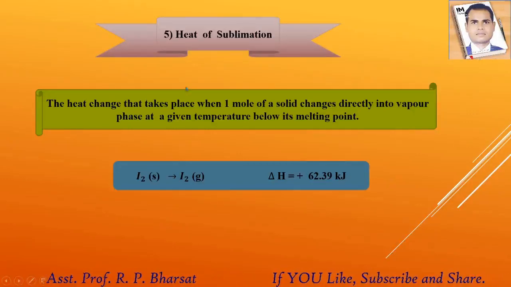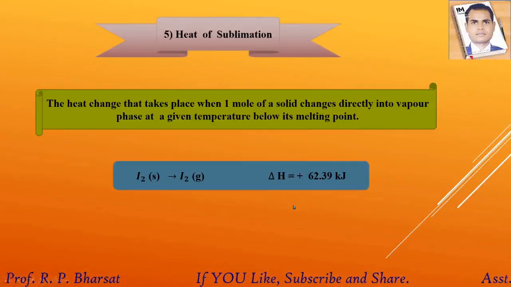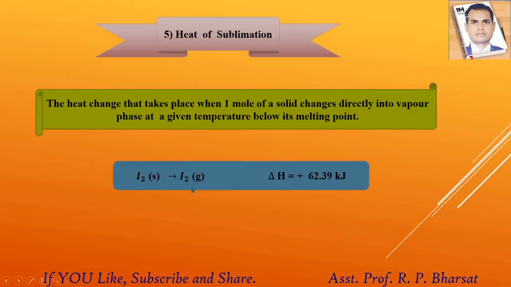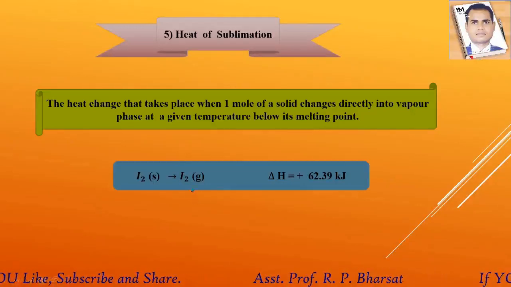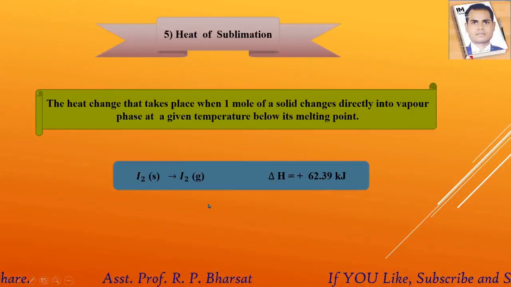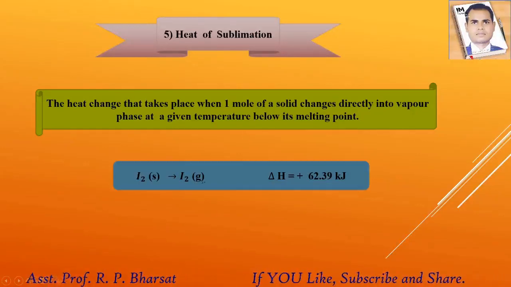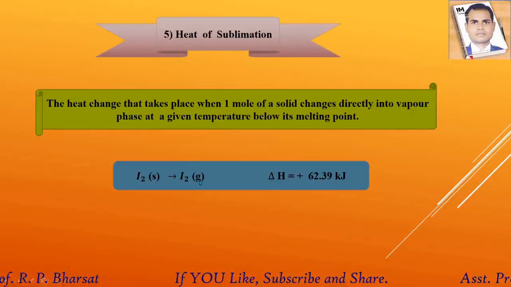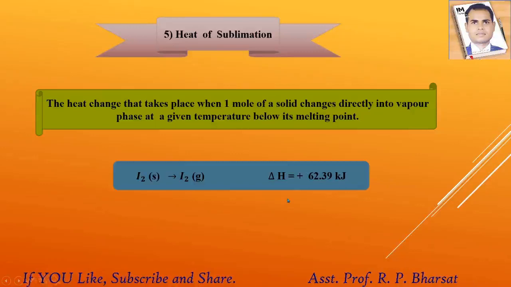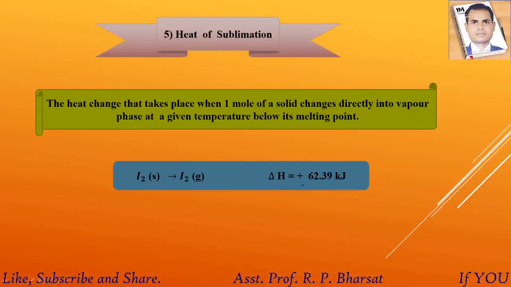That means you can see in these reactions again there is heat absorption by the solid iodine when it is converted into a gas state. Normally you would say it would be converted into the liquid state first, but in this case it is directly converted into the gas state, that is the sublimation process. That's why again the delta H has a plus sign.